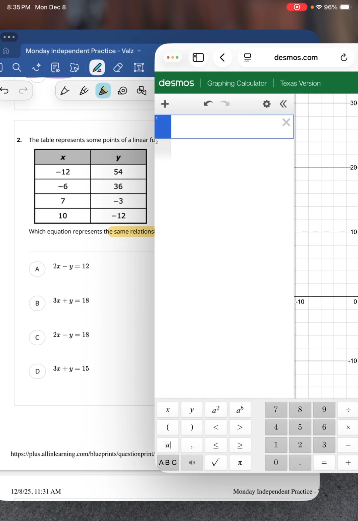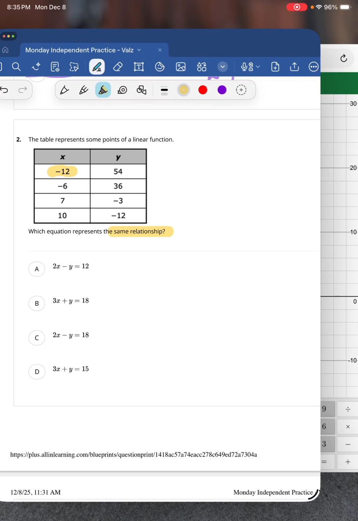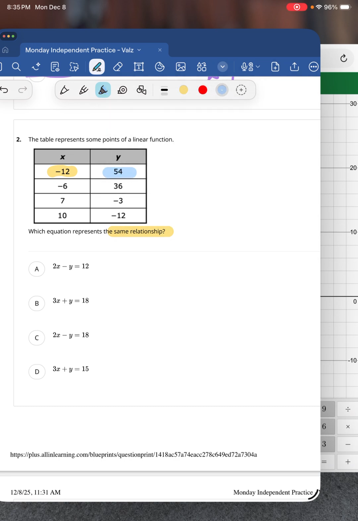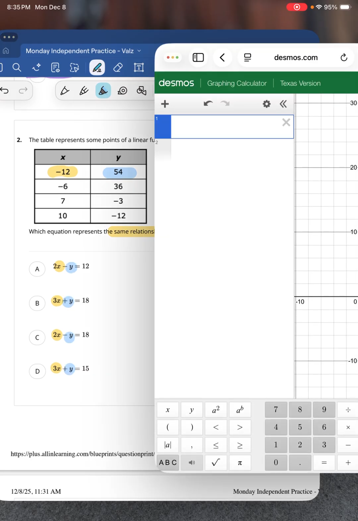I can just go ahead and take an x value and a y value. I'll make these different colors. And I can plug them in to my equations here. So I'll plug in my x value and my y value for y. So when I'm here, I can take 2. Instead of x, I'm going to plug in -12.